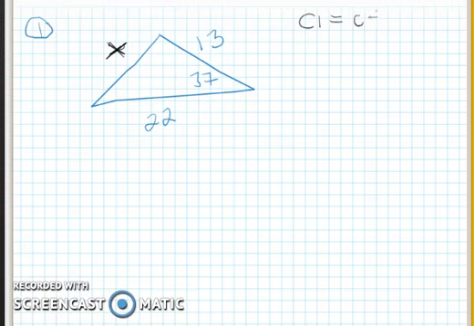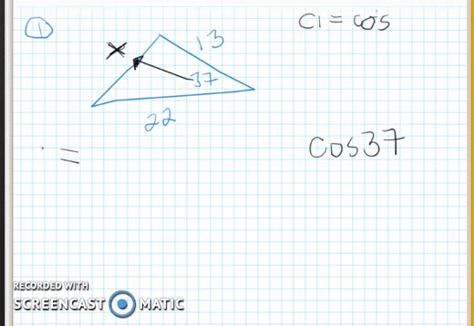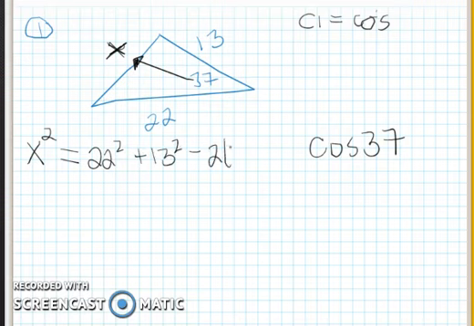So this is a cosine one, and the way we know that is we have an angle and its 2 included sides. So we're going to always start with the angle. So I start with the cosine of 37 degrees. On the other side, opposite the angle, is where we start with the other side of the equation, and that's x squared. Now we fill in the rest. It's 22 squared plus 13 squared minus 2 times 22 times 13 times the cosine of 37.